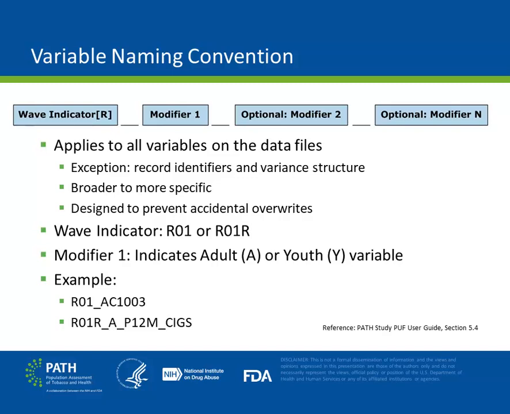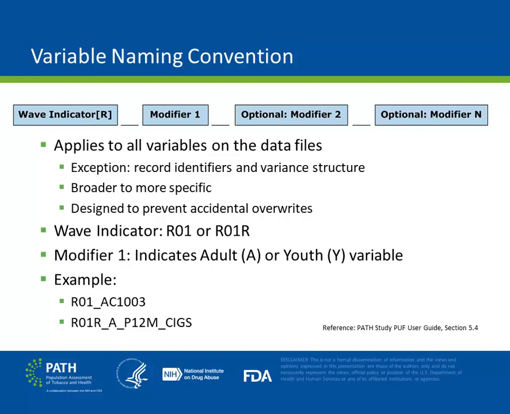This is followed by the second component, a modifier, and the third and fourth components are optional second or third modifiers, moving from broader to more specific descriptors. This first example, R01 underscore AC1003, is a wave 1 variable related to adult, designated by the A, cigarette use, specifically if they now use cigarettes every day or some days.